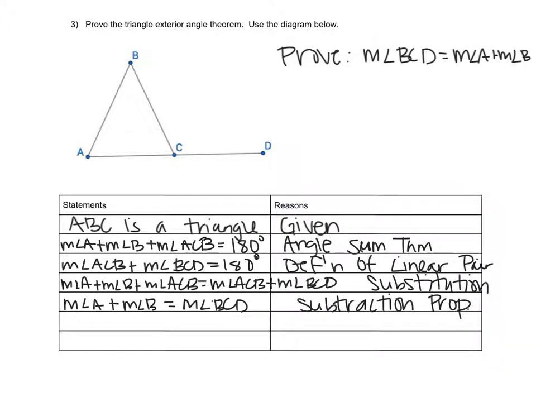And so that I want to prove the measure of angle BCD equals the measure of angle A plus the measure of angle B, and I have the reverse of that statement, I can rewrite it as the measure of angle BCD equals the measure of angle A plus the measure of angle B, and that would be the symmetric property. I'm allowed to reorder what's on each side of the equal sign as long as it's still the same statement. So we've now proved the triangle exterior angle theorem.